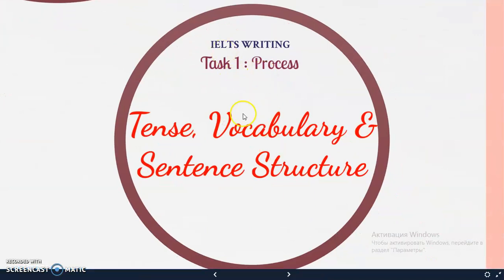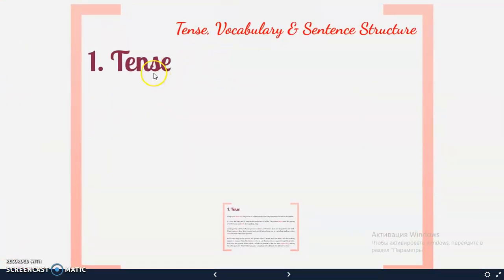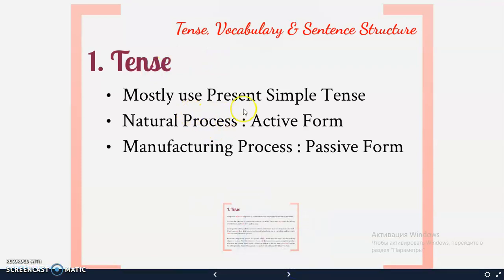So Task 1, process: tense, vocabulary, and sentence structure. What kind of tenses should be used? And the vocabulary, specific topic vocabulary, and sentence structure. What kind of tenses can be used? What do you think? Mostly use present simple tense: natural process in active form, manufacturing process in passive form. When you have a natural process, try to use active form, and when you have a man-made process, you will have to use passive form.